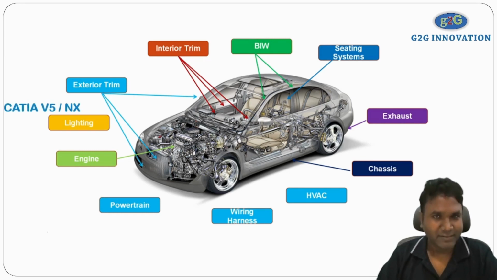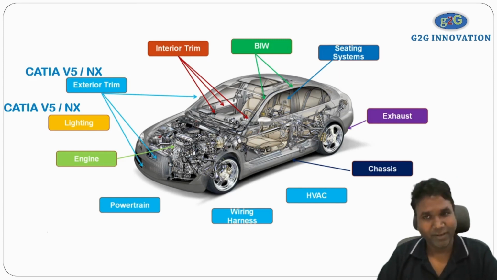For designing a lighting system, CATIA V5 and NX is used. For designing exterior trims, now what is exterior trims? It includes the entire vehicle body. It is a sheet metal part. It includes the door panel, the tailgate, the bumper. So all this is designed in CATIA V5.